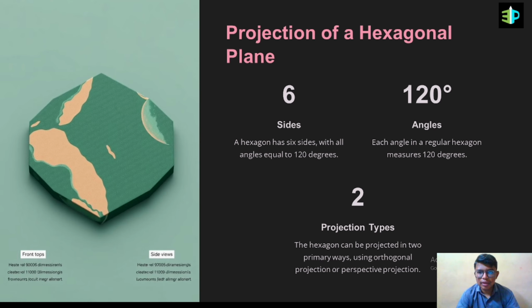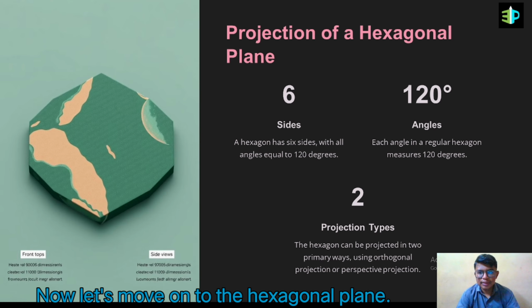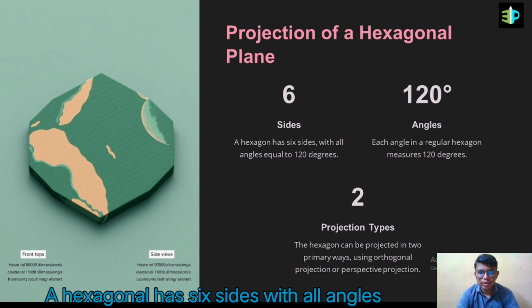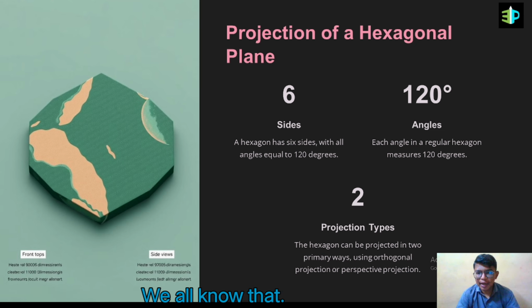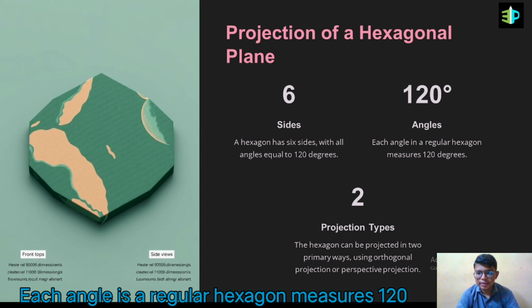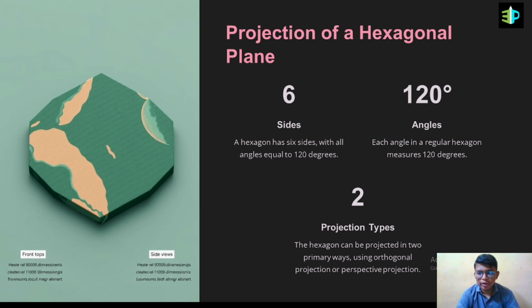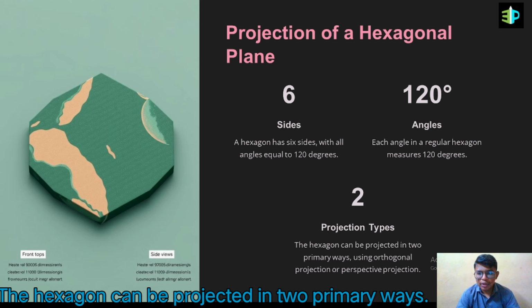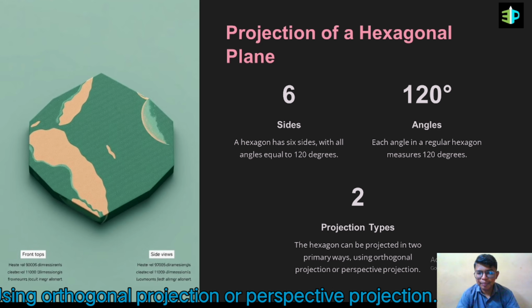Now let's move on to the hexagonal plane. Six sides. A hexagon has six sides with all angles equal to 120 degrees. We all know that. Each angle in a regular hexagon measures 120 degrees. Projection types. The hexagon can be projected in two primary ways, using orthogonal projection or perspective projection.